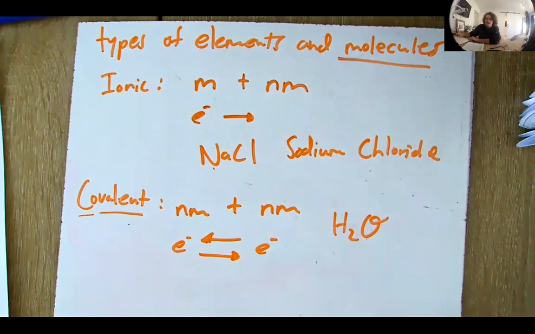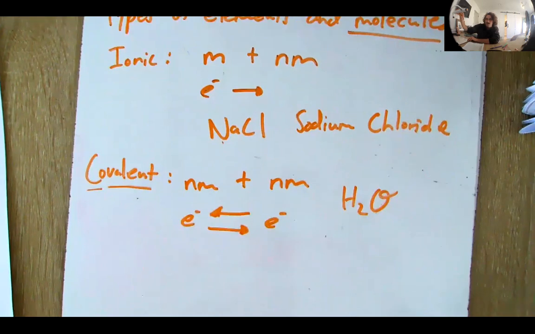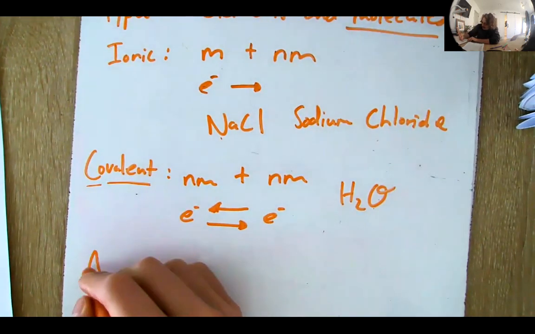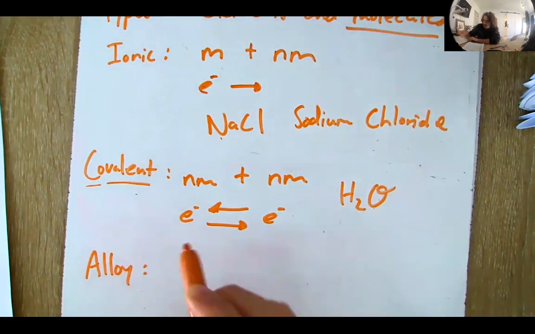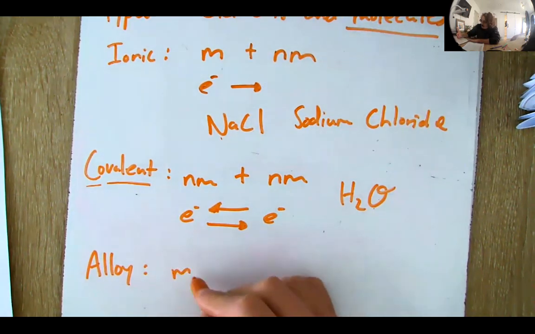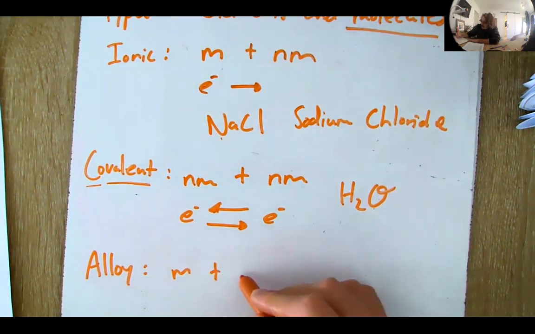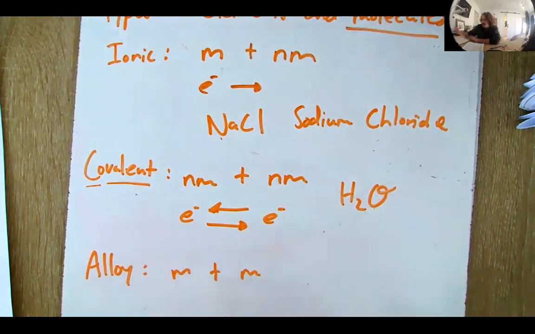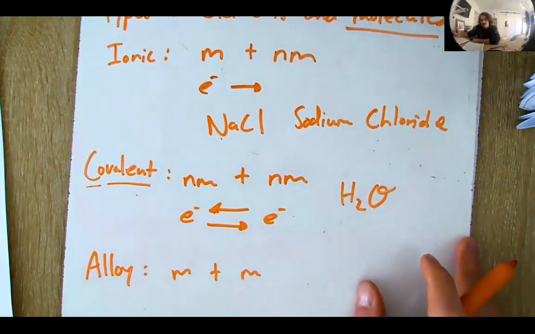All right, the next type of molecule that you should know is the alloy type molecule, or you can call it metallic type molecule. An alloy type molecule, pretty simple, is between a metal and another metal. So alloys would be like brass or steel. They're made up of different types of metals.